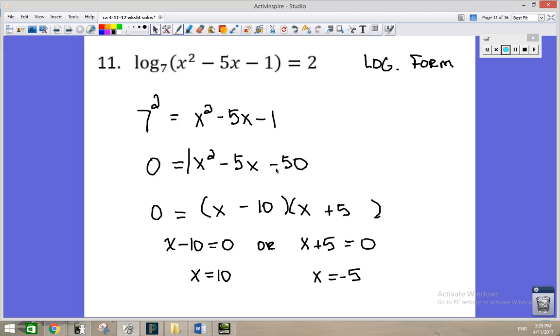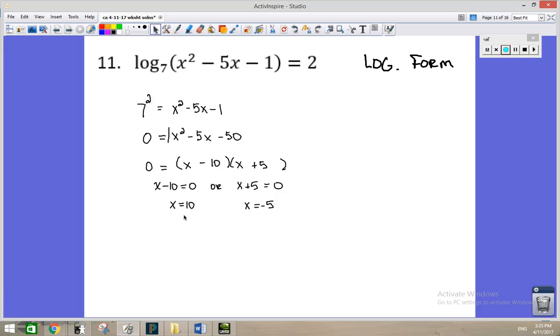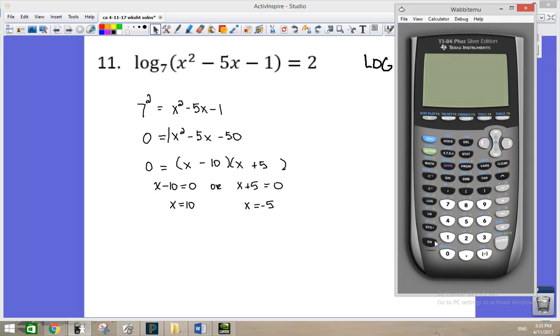Now, I'm not afraid of negative numbers. I am afraid of taking the log of a negative number. So I need to plug in this 10 and make sure that when we do this arithmetic we get a positive number. You can probably do it in your head. 10 squared, 10 times 10, is 100, minus 5 times 10, which is 50, and then minus 1. Hey, that's a positive number. So I know that this solution, if I haven't made a mistake, is not extraneous. It does not cause us to take the log of 0 or the log of a negative number.